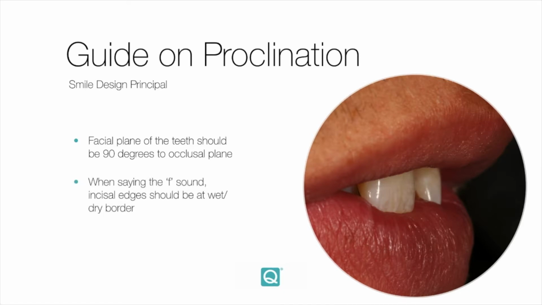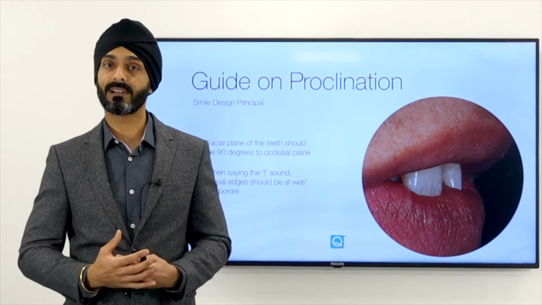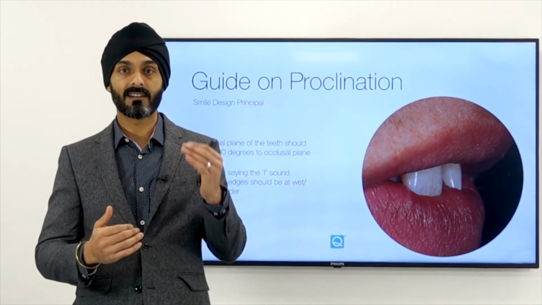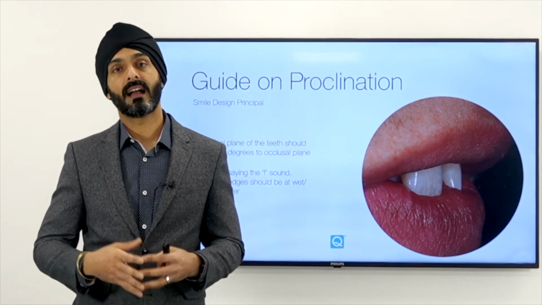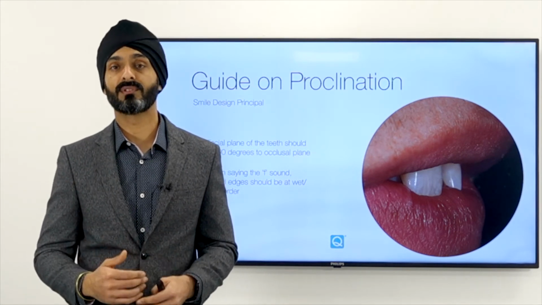Another guideline which is sometimes useful is to look at the relationship between the upper incisors and the lower lip. So I'll quite often ask my patients to say the F sound and look at the relationship of the incisal edges of the upper teeth with the lower lip. So in an ideal situation, I'd like the incisal edges of the upper teeth to be sitting at the wet-dry border of the lower lip when the patient says the F sound. Now remember, if you have a skeletal class 2 relationship, you're unlikely to get this incisal edge to lower lip relationship. And again, in skeletal class 3 relationships, the incisal edge to lower lip border is going to be different as well.